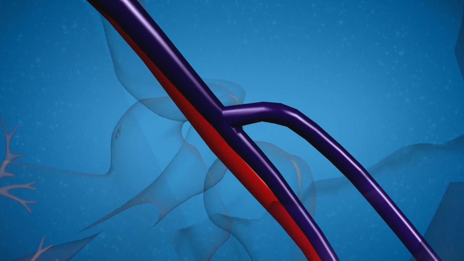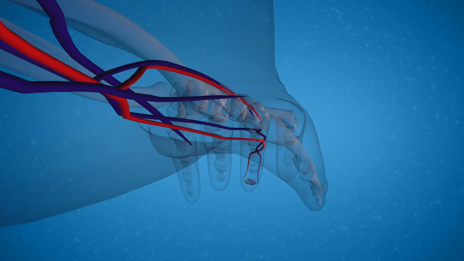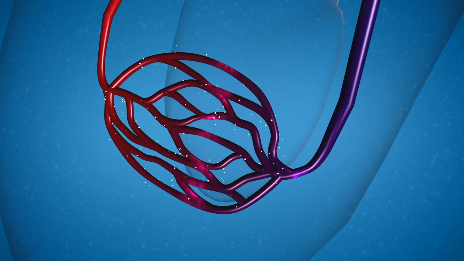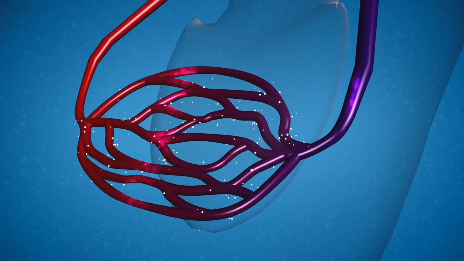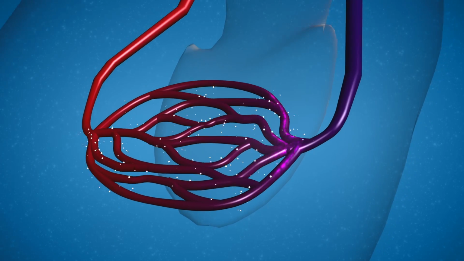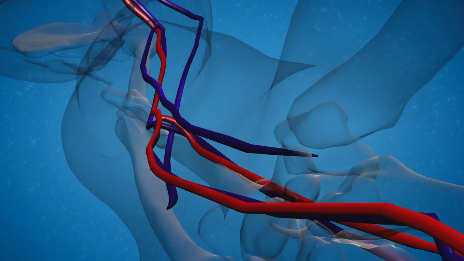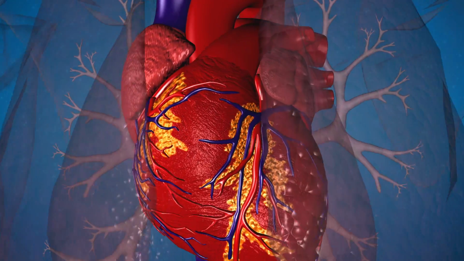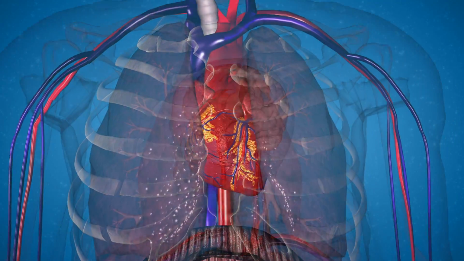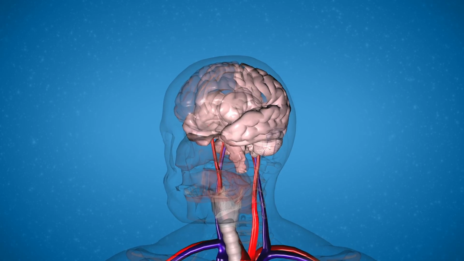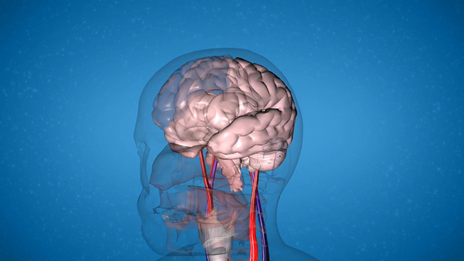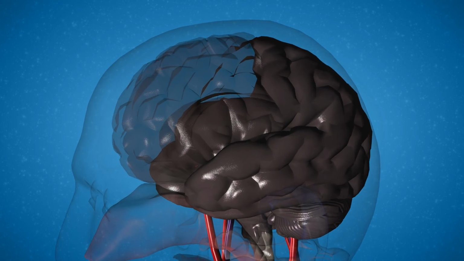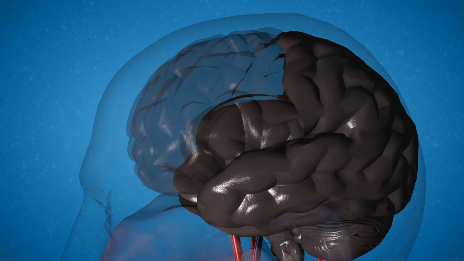Large vessels called arteries carry oxygenated blood away from the heart. Arteries branch down into very small vessels that allow oxygen to be absorbed directly into body cells so it can be used for energy production. Veins return oxygen-poor blood back to the heart and lungs, where the cycle repeats. The brain is especially sensitive to a lack of oxygen. When oxygen is cut off to the brain, cell damage and death can occur within a matter of minutes.